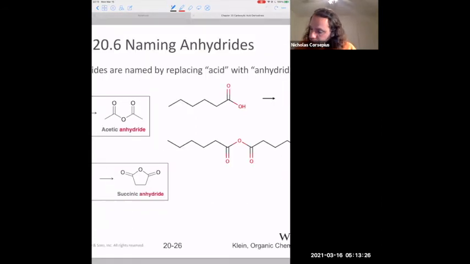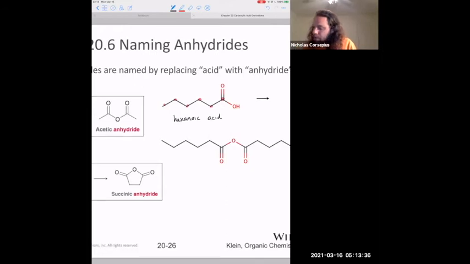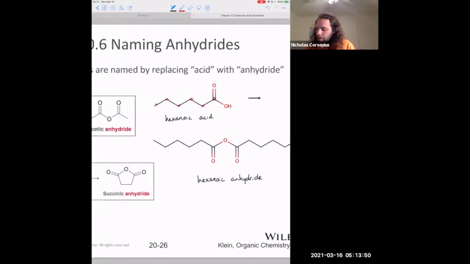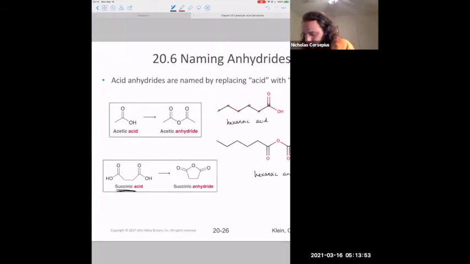So then over here, we have 1, 2, 3, 4, 5, 6 carbons. So this is hexanoic acid. Well, now we get to the analogous acid anhydride of this carboxylic acid derivative. This becomes hexanoic anhydride. Just notice that if you had one of those special common named acids, you could do the same thing. So succinic acid becomes succinic anhydride when you link it together.